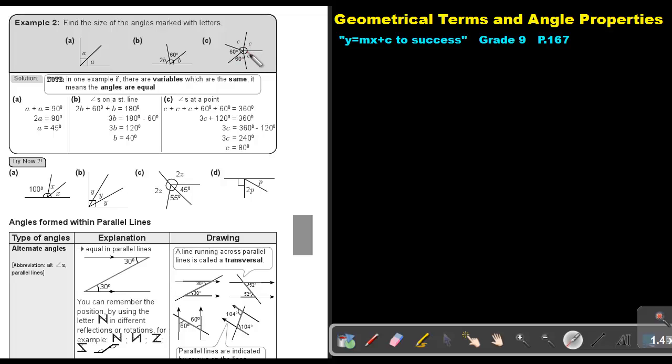Okay, so for C, this is a revolution, so it's equal to 360. I just start at the point, so C plus C plus C plus 60 plus 60 will be equal to 360. Then I simplify this equation. 1 plus 1 plus 1C will be 3C, and that's 120. What will I do to get rid of 120 on this side? I subtract 120. And if I subtract 120 on this side, I must also subtract it on this side. I simplify, I divide by 3, the value of C is equal to 80 degrees.